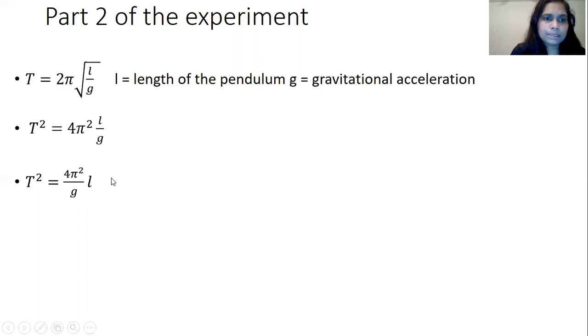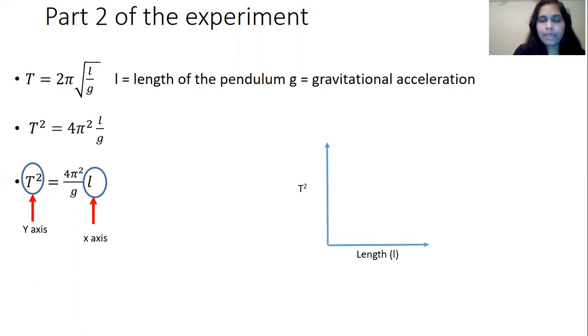Now here, as I mentioned, L is going to be my independent variable and T squared is going to be my dependent variable. So I'm going to represent T squared on the y-axis of the graph and L on the x-axis of the graph. Basically, I'm going to plot a graph where T squared is on the y-axis and length is on the x-axis.